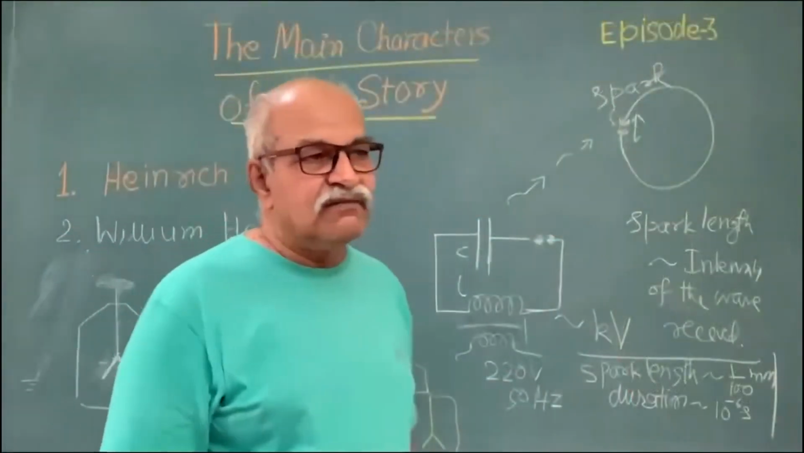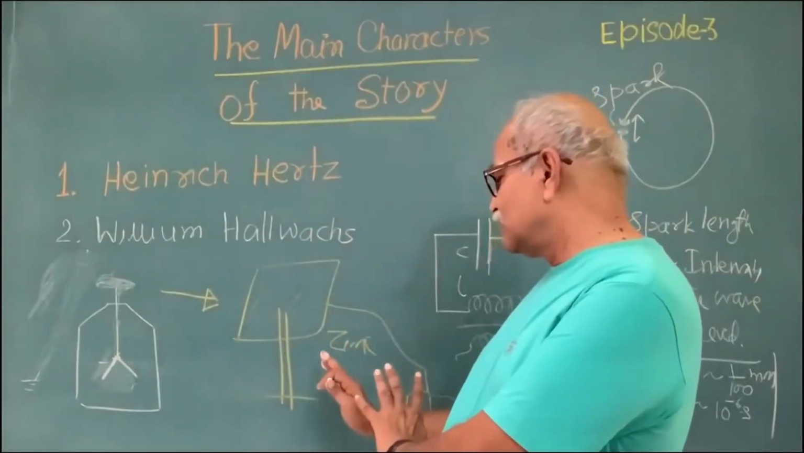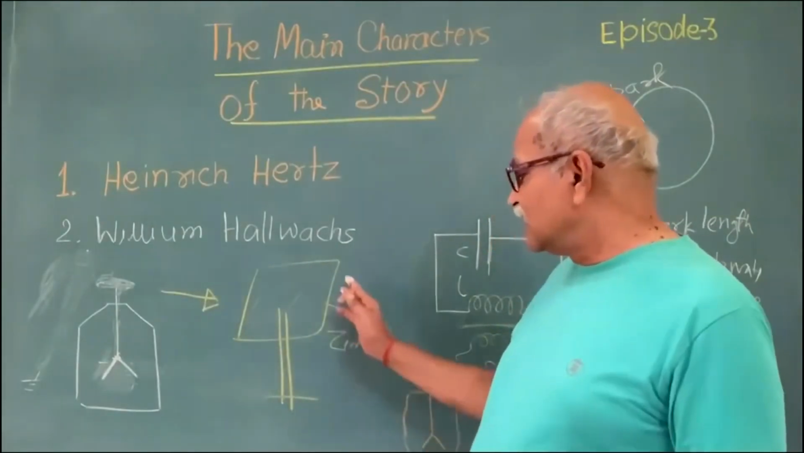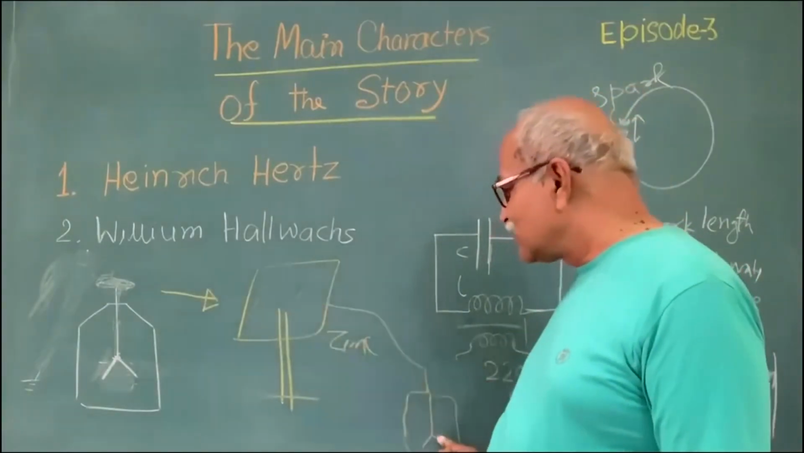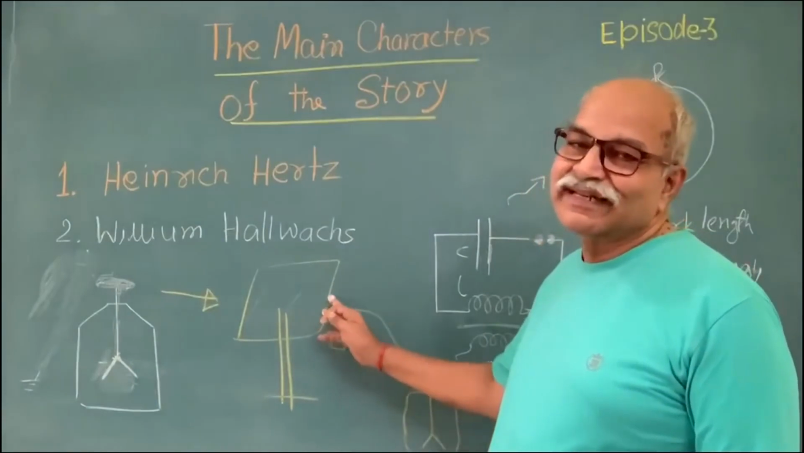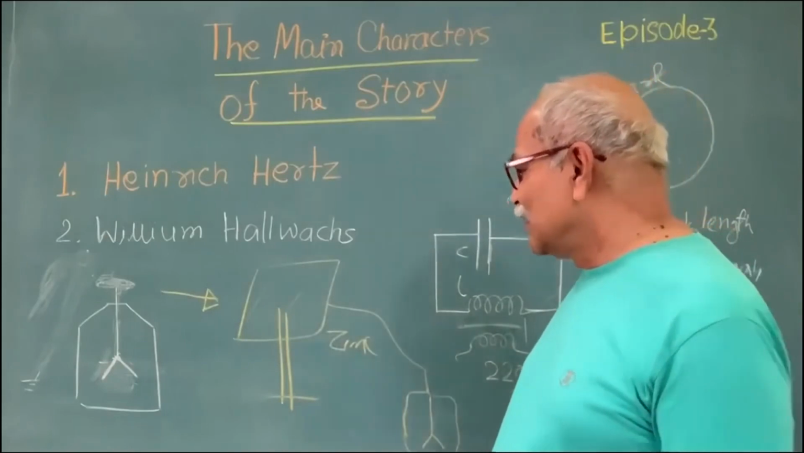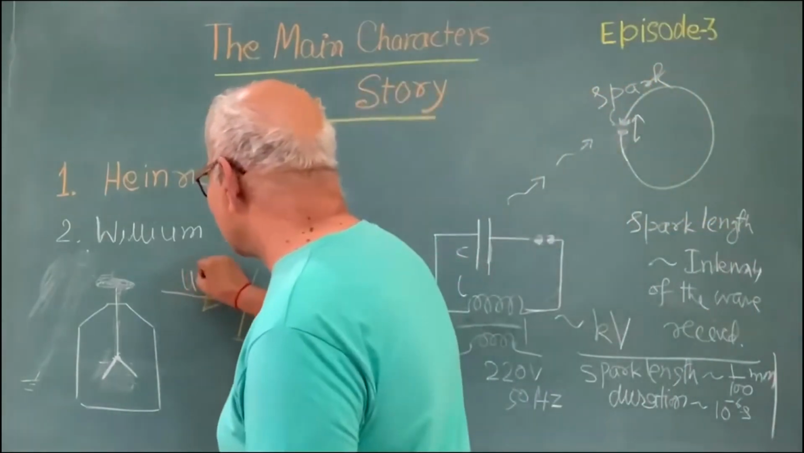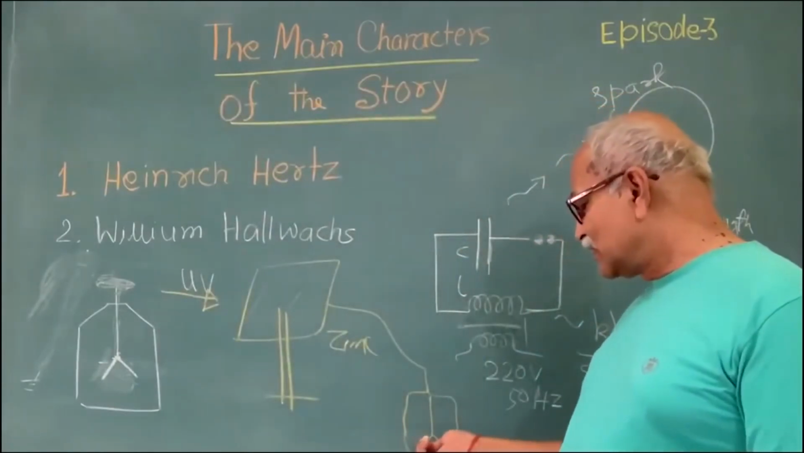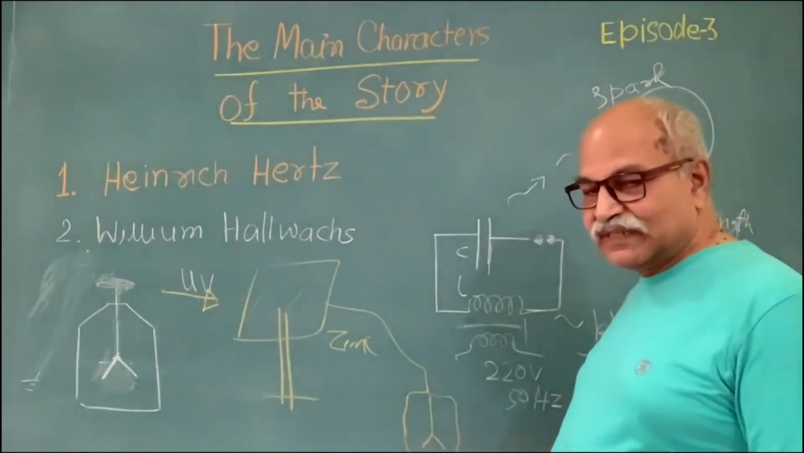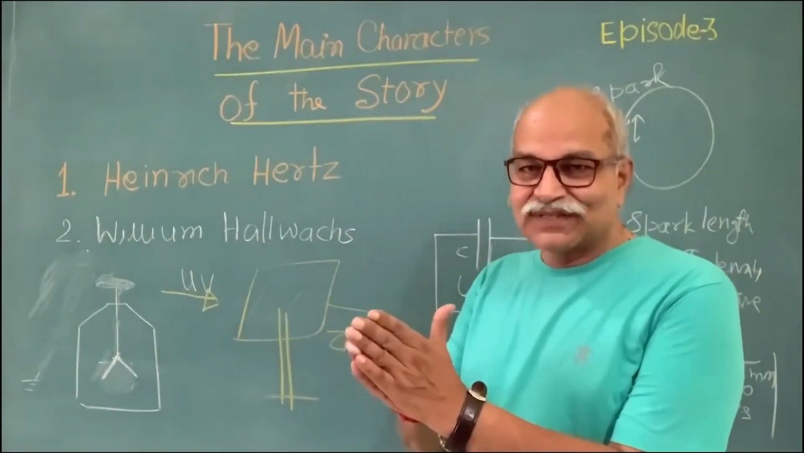So what Hallwachs has done is, he does it in three different situations. One when it is uncharged, one when it is positively charged, and one when it is negatively charged. Alright, and in each case he puts some UV light on this, and then sees what happens to these leaves, whether they spread further or whether they go closer.